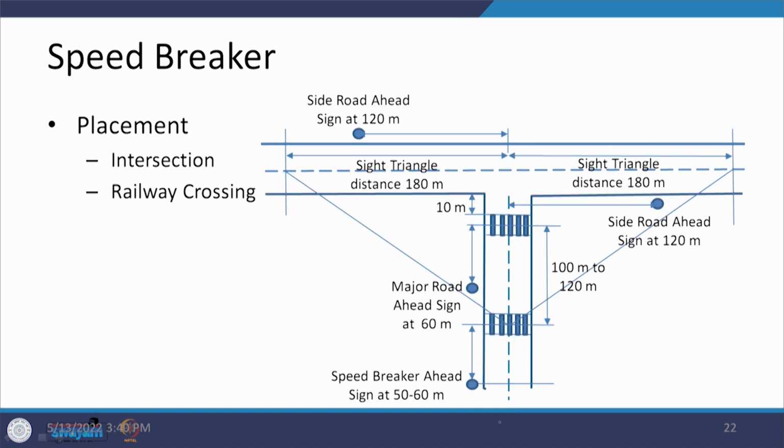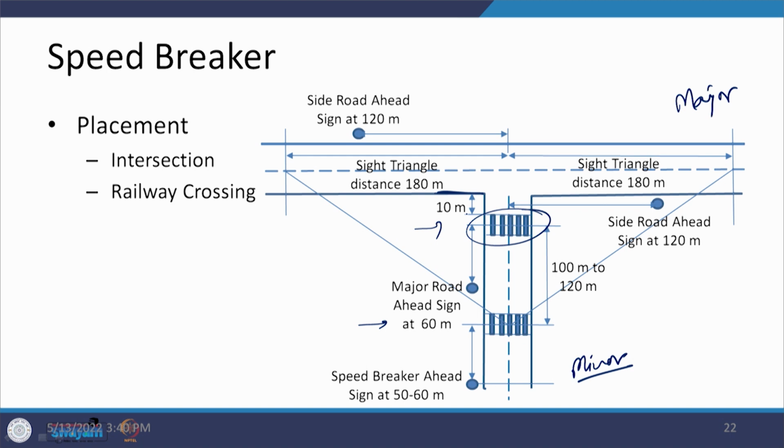Now, if you have an intersection, this is how we place them. We have a major road here and a minor road on this side, and this is a T junction. The speed breakers are obviously provided on the minor road, and there are two locations at which they have been provided. One is at a distance of 10 meters from the edge of the major road or highway.